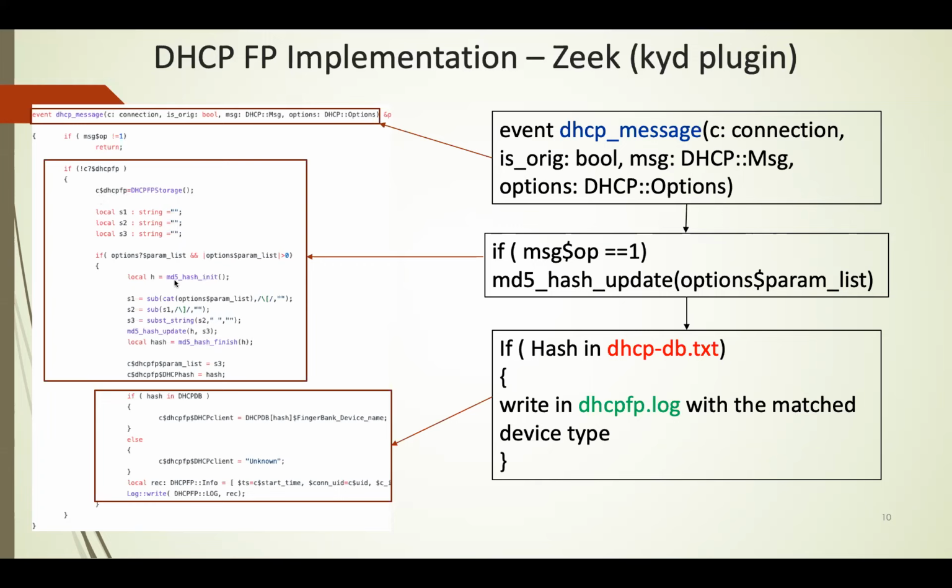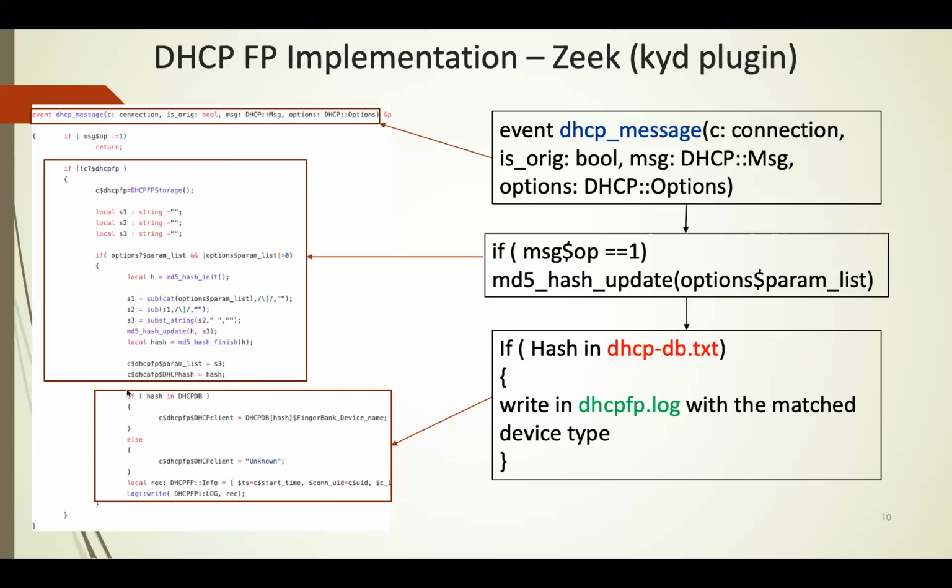This is very basic parameter list parsing. The parameter list that gets sent in the options is a record type, and it has brackets and spaces. So we are just getting rid of the brackets and spaces, sanitizing our string, creating a hash, and storing that hash in the DHCP hash field that will get attached to the connection record, which will get logged.